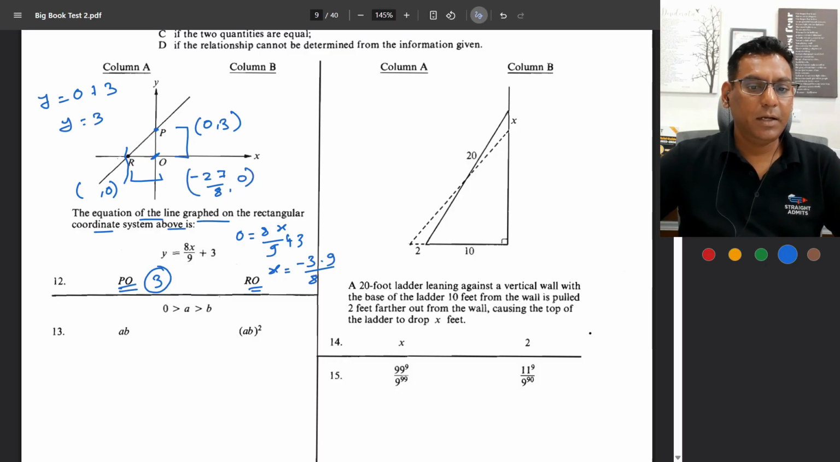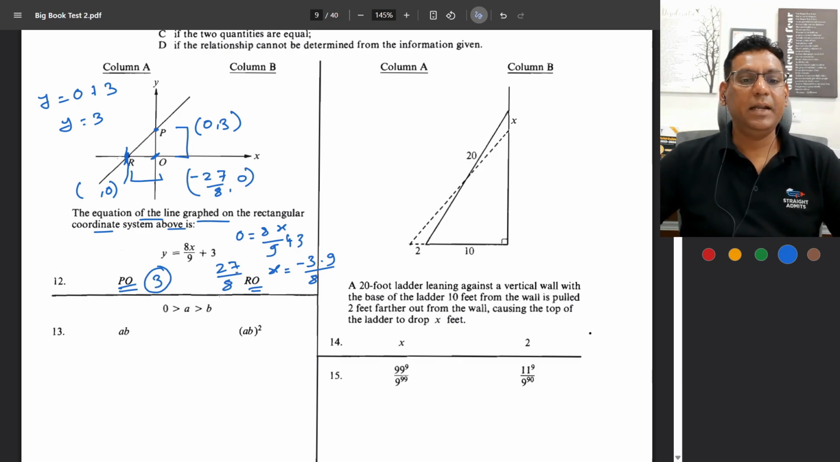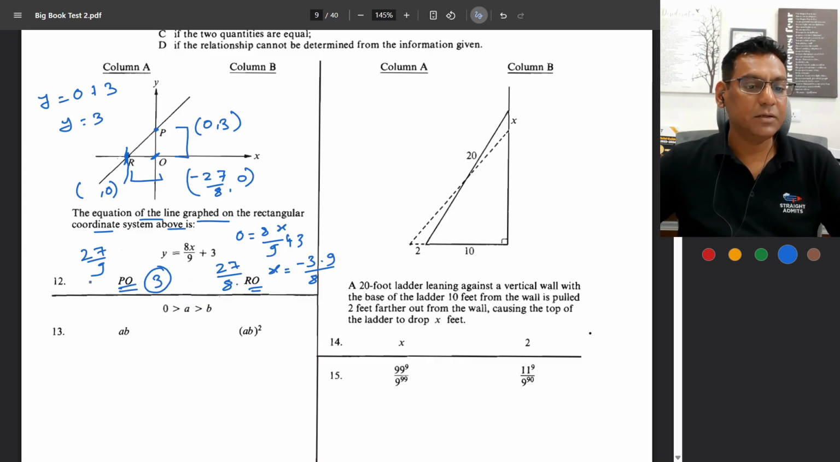Okay, right? The distance here is minus because this is on the left of the y-axis. But the distance is going to be 27 by 8. Now I have to compare 3 and 27 by 8. So 3 I can write as 27 by 9, and this is 27 by 8. Obviously 27 by 8 is bigger, so the answer is B. There are other ways you could do this also.